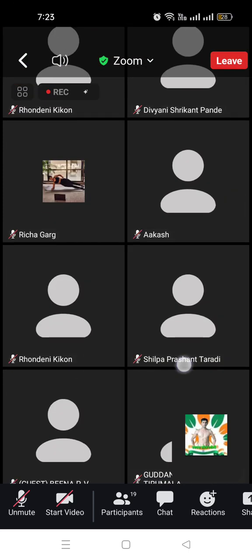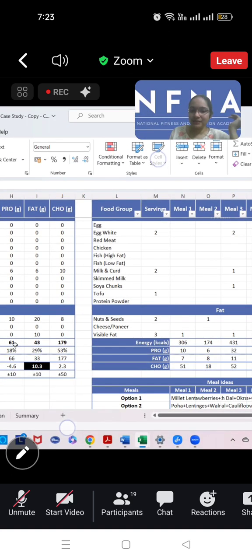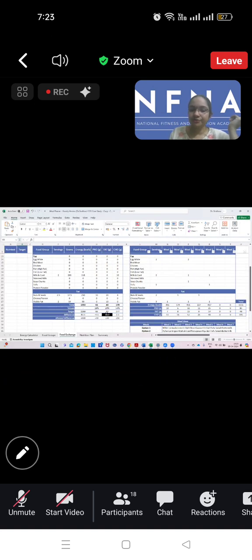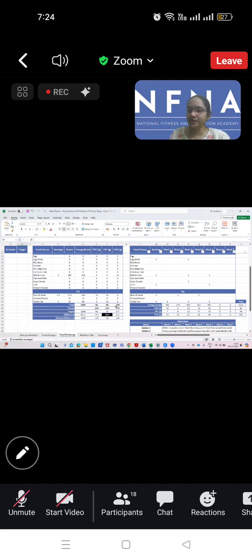Which is in that plus or minus 100 kcal difference. For protein, for 66 we reached 61, which is in that plus or minus 10 grams of difference. For fat, for 33 we reached 43, which is still in the difference of plus or minus 10 grams. For carbs, for 177 we reached 179, which is still in the difference of plus or minus 50 grams. Right. So is this clear for everyone till now?